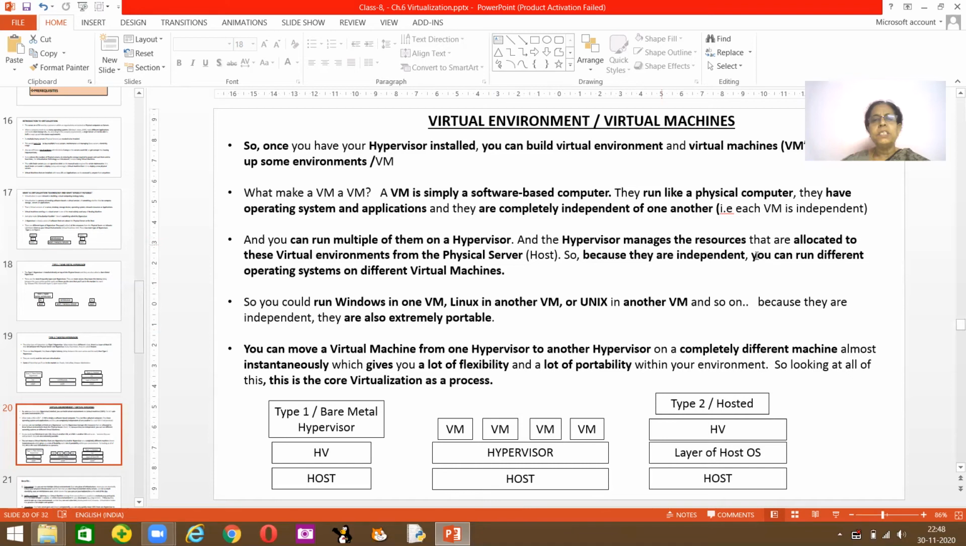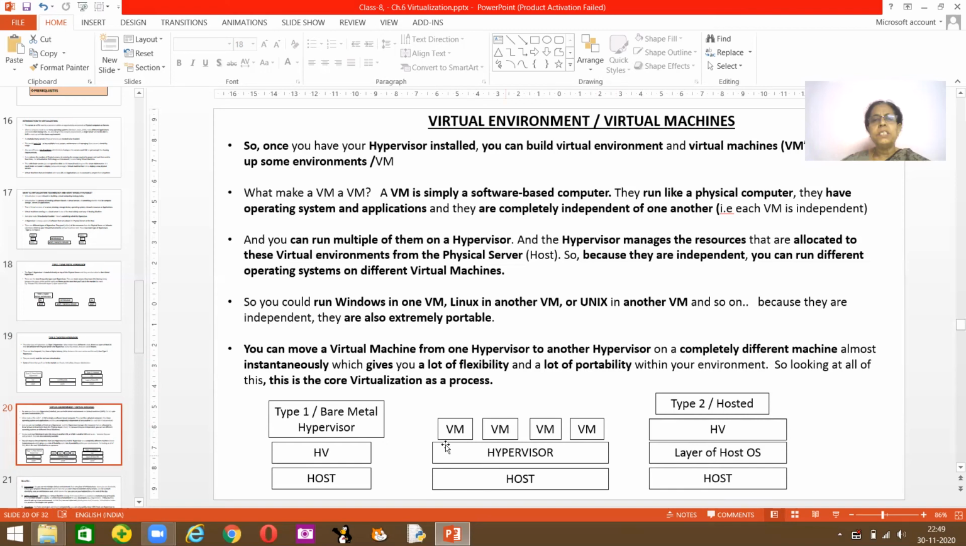Because they are independent, you can just run different operating systems on different virtual machines. So like Windows could run on one virtual machine, Linux on another, Unix on another, because they all are independent and they are portable. What do you mean by portable? Suppose the program did not work out on Linux, you can just take the same program and try it out on Unix. So it is extremely portable, and you can even move virtual machines from one version to another hypervisors.